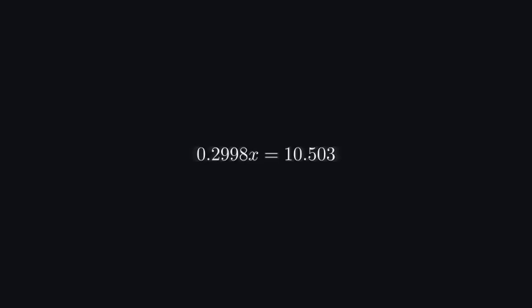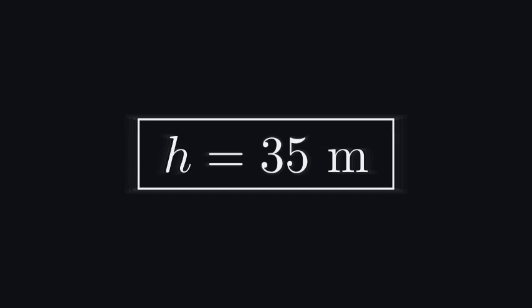Continue the aligned calculation. The next steps are shown one line at a time. From the first equation, H equals X. Therefore, the height of the tower is approximately 35 meters, correct to the nearest meter. H equals X. H equals 35.03 meters. H approximately equals 35 meters. The height of the tower is 35 meters, correct to the nearest meter.